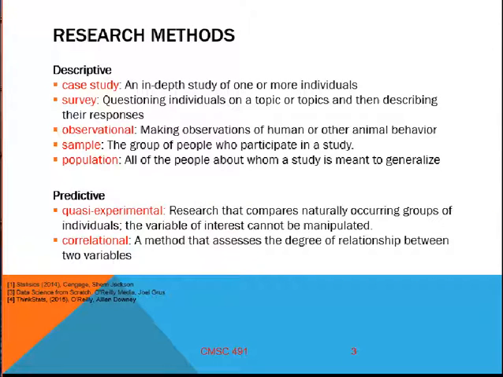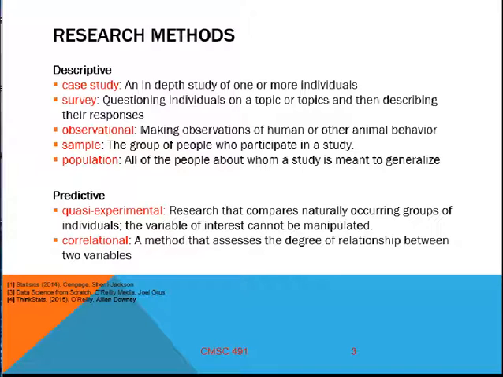So again, descriptive methods include observational, case study, and survey methods. Predictive methods include correlational and quasi-experimental. When we question individuals on a topic and then describe their responses, we're using the survey method. And when we conduct an in-depth study on one or more individuals, we're using the case study approach.